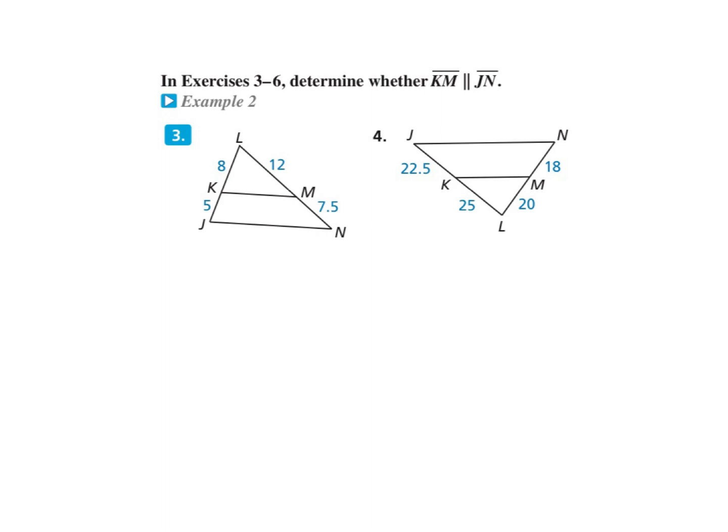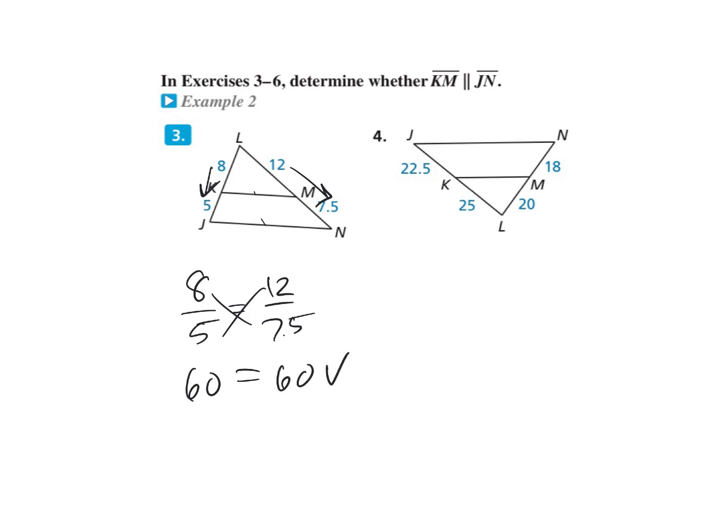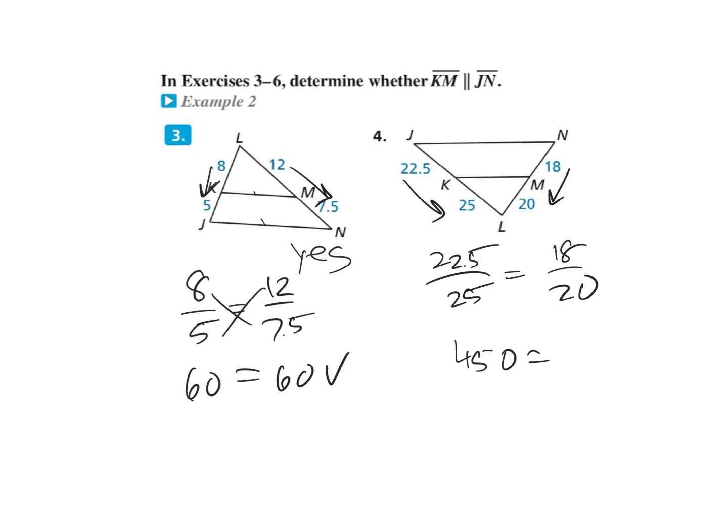Are the two lines parallel here? Okay, if they are parallel, then 8 is to 5 as 12 is to 7.5. So you cross multiply. 5 times 12 is 60, and 8 times 7.5 is 60. So yes, they are parallel. Okay, same thing here. 22.5 is to 25 as 18 is to 20. All right, so 22.5 times 20 gives us 450. And is that equal to 18 times 25, which is 450? So yes, they are parallel.